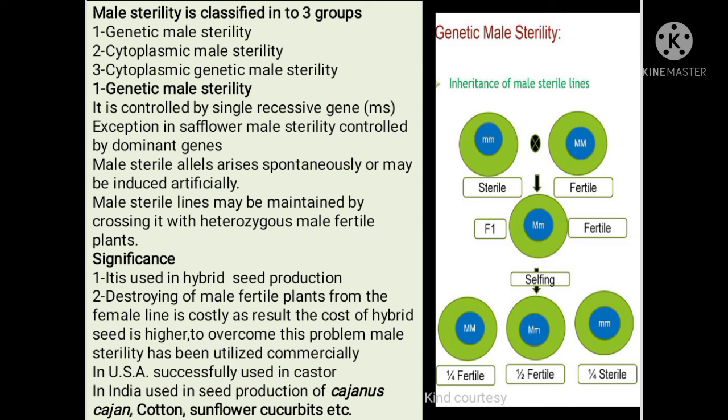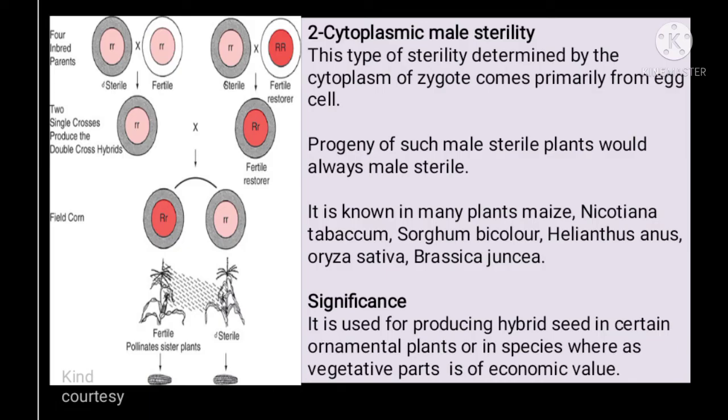Destroying male fertile plants from the female lines is costly. As a result, the cost of hybrid seed is higher. To overcome this problem, male sterility has been utilized commercially in the USA, and successfully used in castor. In India, it is used in seed production of Cajanus cajan, cotton, sunflower, as well as in cucurbits.